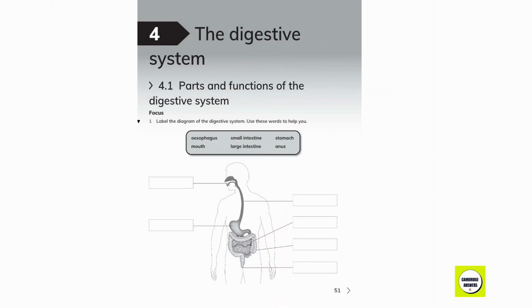Chapter number 4, the digestive system. Exercise 4.1, parts and functions of the digestive system. Label the diagram of the digestive system. Use these words to help you. Mouth, stomach, esophagus, small intestine, large intestine, and anus.